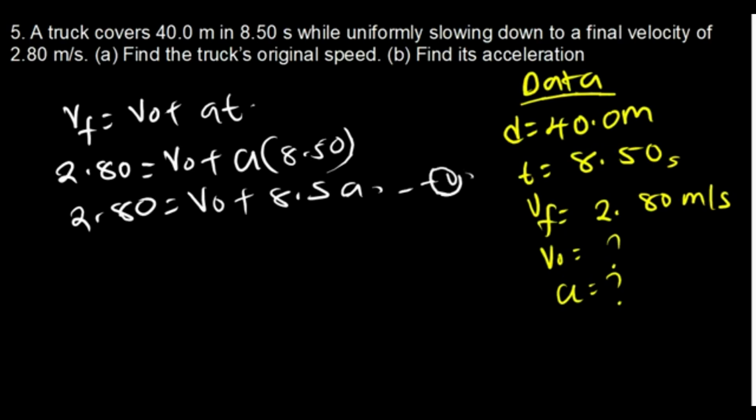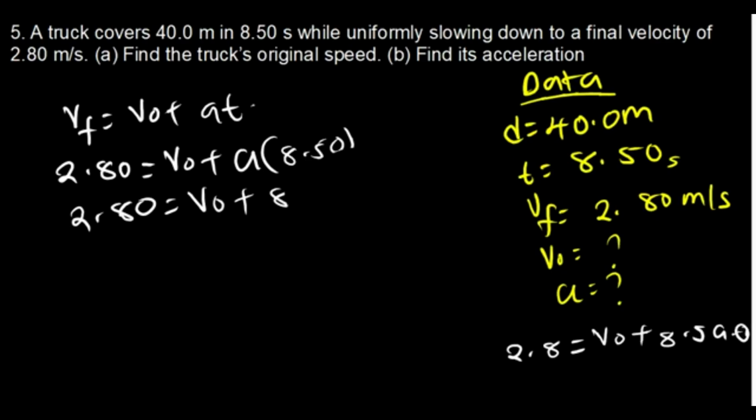Now we can just put this one here. We have 2.8 equals v initial plus 8.5 times a. So this is our equation 1. Now let's get rid of this.